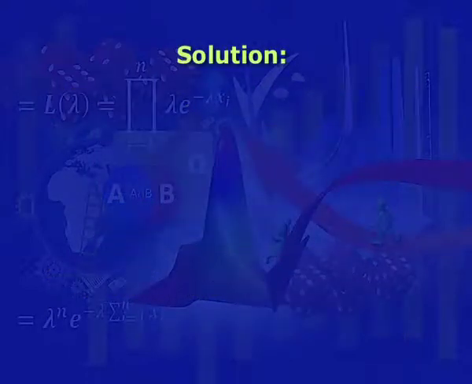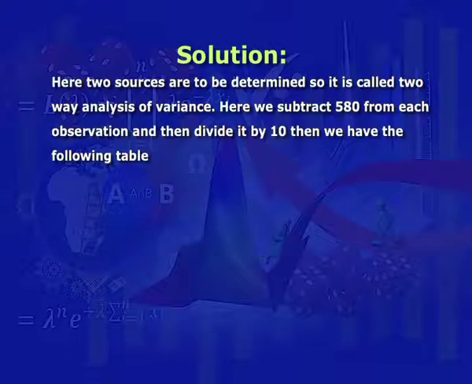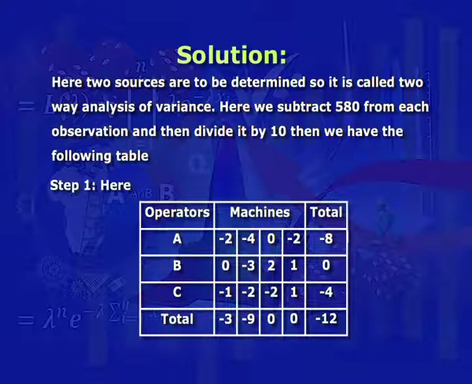Let us see the solution. Here two sources are to be determined, so it is called two-way analysis of variance. Here we subtract 580 from each observation and then divide it by 10. Then we have the following table. In this table, for operators A, B, C and machines, the values are reduced to -2, -4, 0, -2 and so on. We have made a total row wise and column wise.